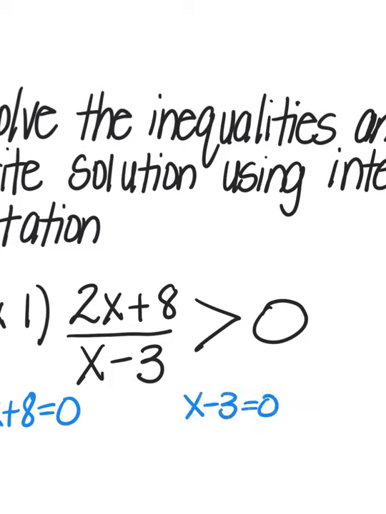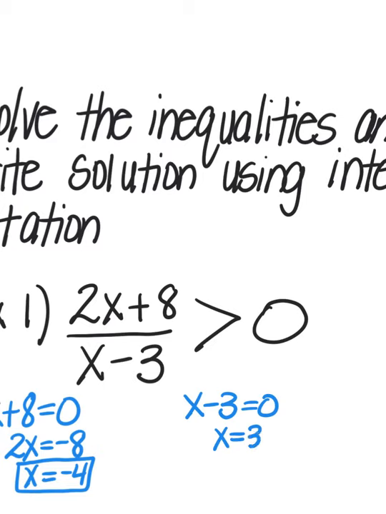So when I solve the equation on the left, I would first subtract 8 from both sides to get 2x is equal to negative 8. And then I would divide by 2 on both sides to get x is equal to negative 4. So one of my solutions is negative 4. And the other equation, I just need to add 3 to both sides. So my solution is x is equal to 3. So now that I have my two solutions, I'm going to plot them on a number line.